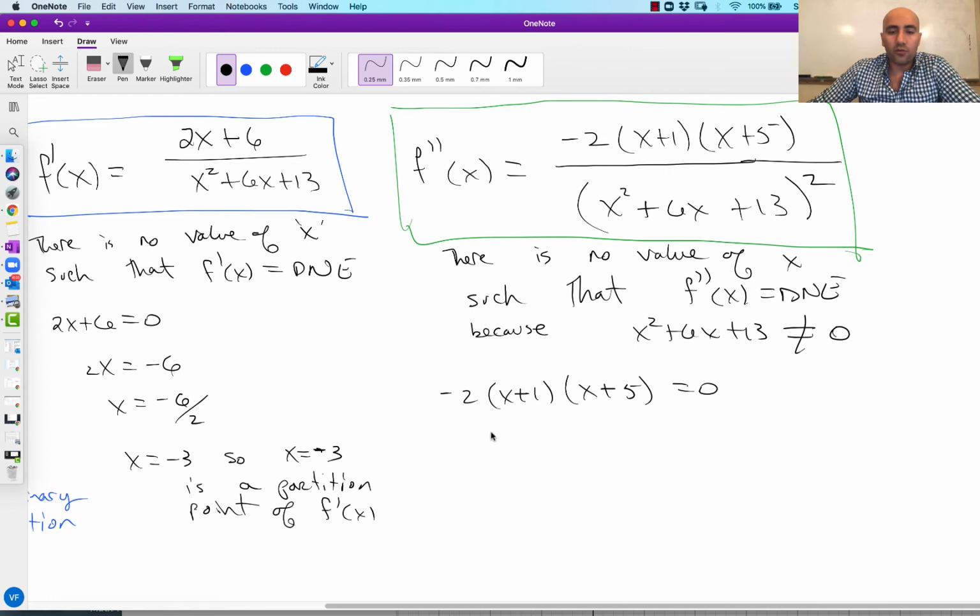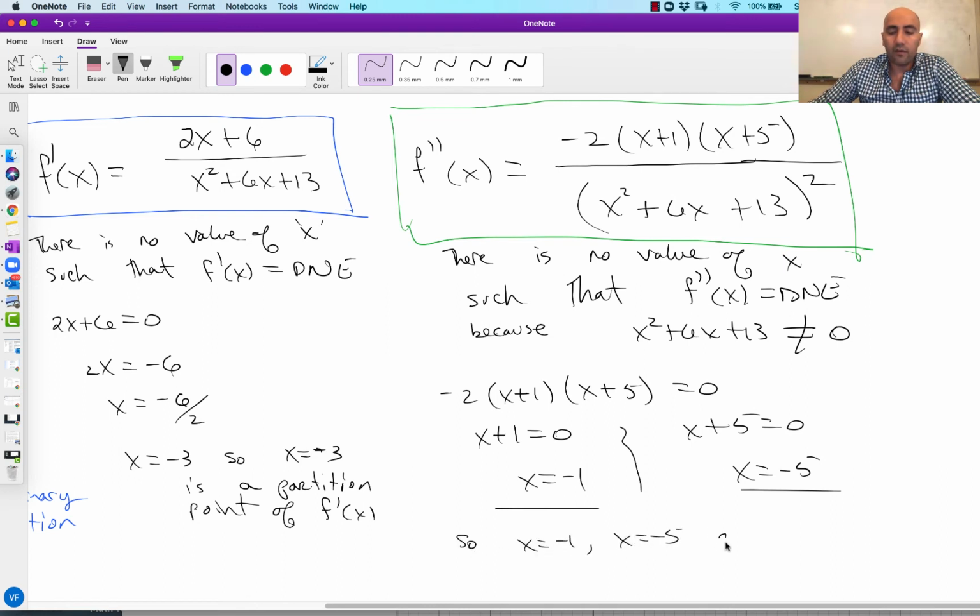And we can see, of course, through the zero product property that this must be 0 or this must be 0, which means x equals -1 is one partition point, and x equals -5 is another partition point, right? So x equals -1 and x equals -5 are the only partition points of f double prime, the second derivative. These are the partition points of the second derivative. x equals -3 is a partition point of the first derivative.